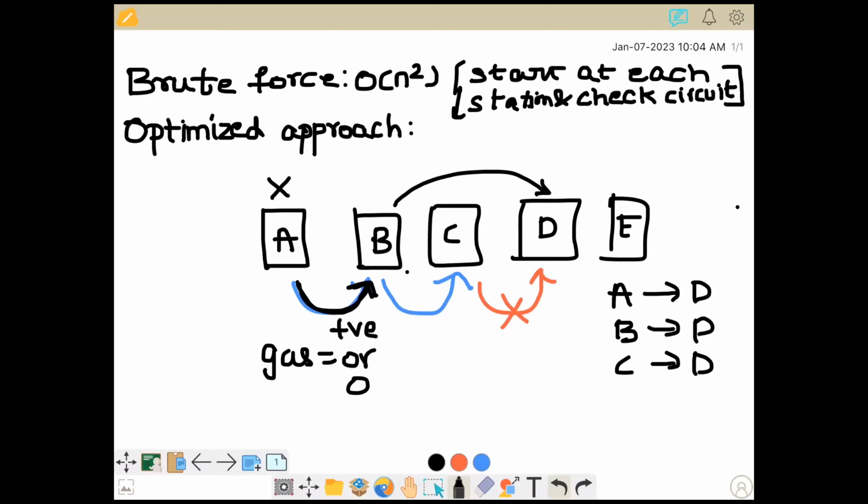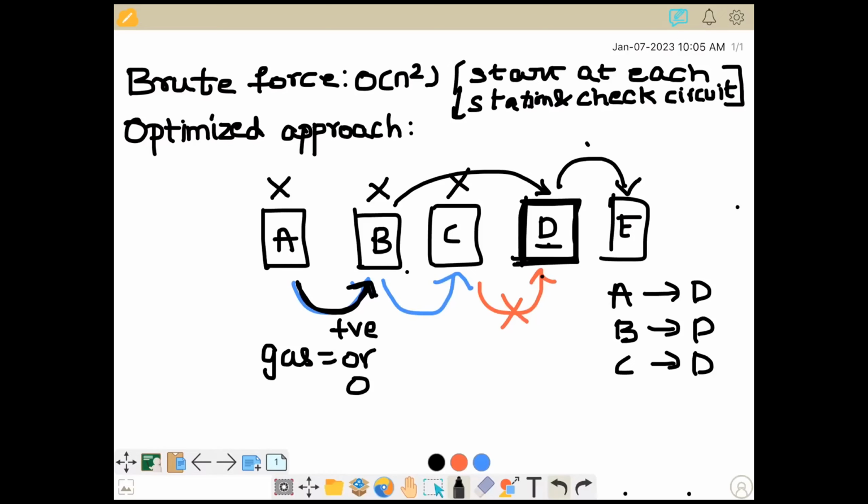So what we can say now, if we fail at C to D? We start from D. We do not consider B and C as well. We start from D and we then check if we can go from D to E. And if we can go from D to E, then D will be our answer.